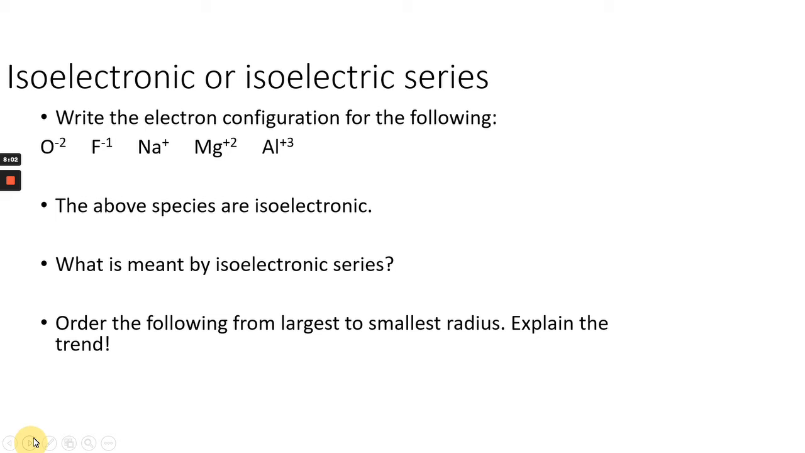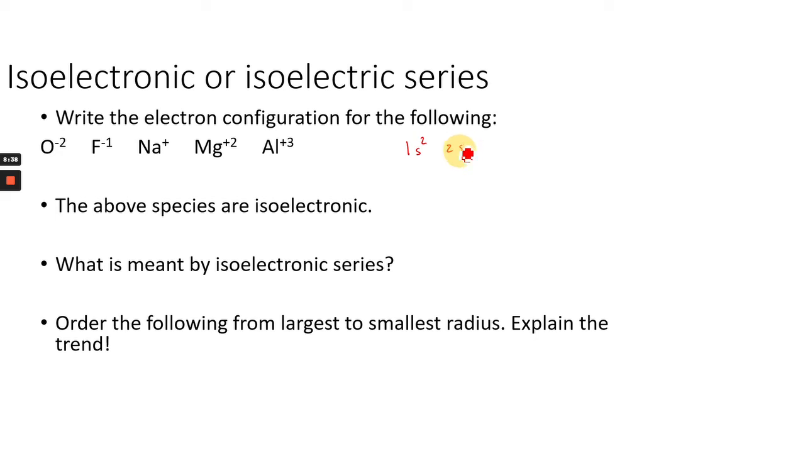So let's look at something called isoelectric series, or isoelectronic. Pause the video here and write the electron configuration for the following elements. Okay, so what did you notice when you wrote the electron configuration for the following elements? So let's write the electron configuration.